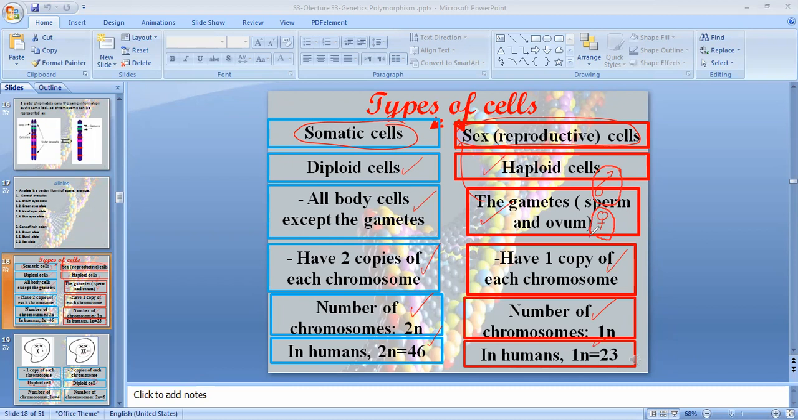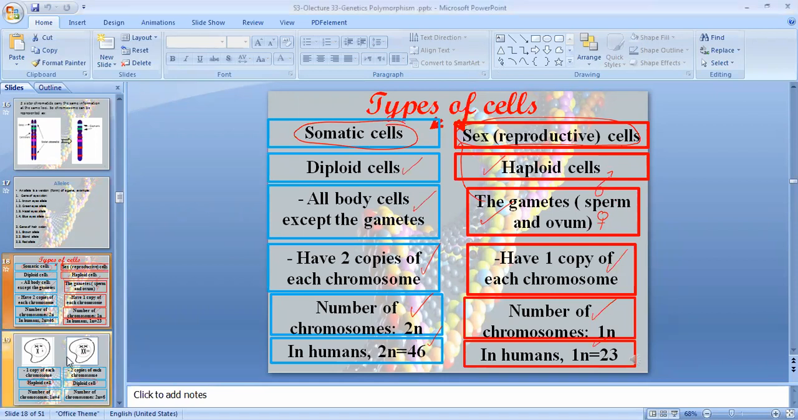Besides, the somatic cell has two copies of each chromosome. However, the haploid has one copy of each chromosome. Somatic cells have two copies, so the number of chromosomes is 2n, and in a human, 2n equals 46. However, in the sex cells or reproductive cells, the number of chromosomes is 1n, since we have only one copy of each chromosome.